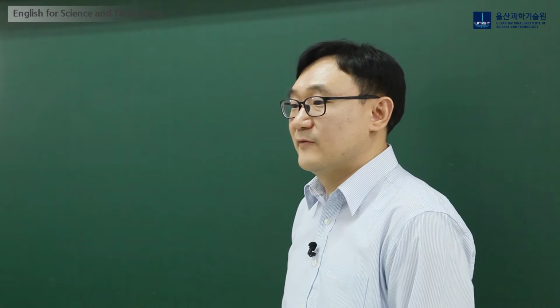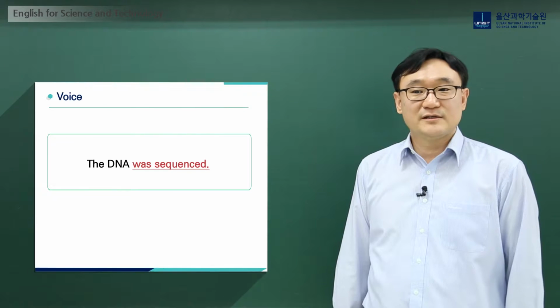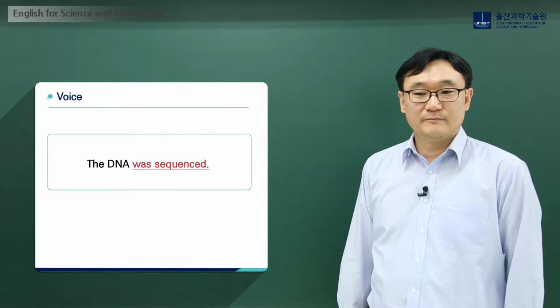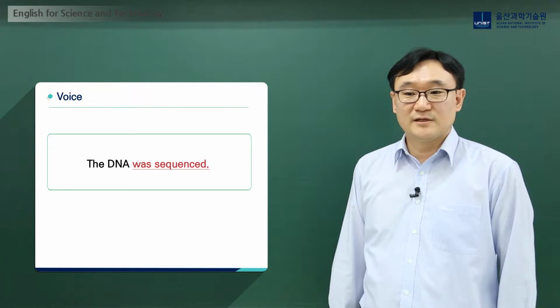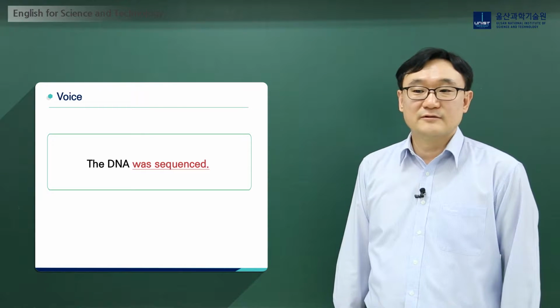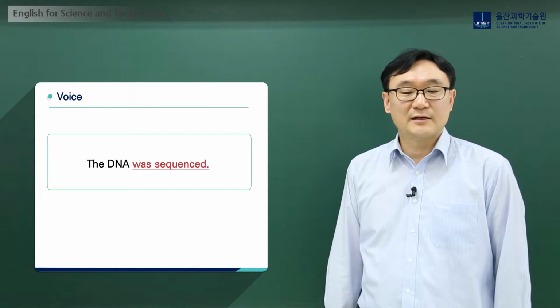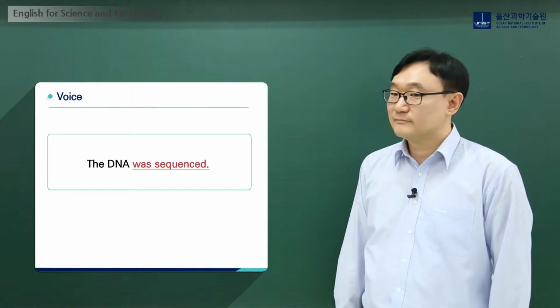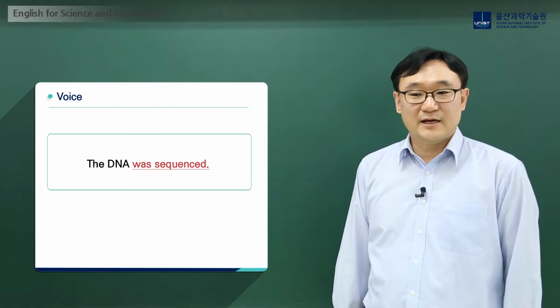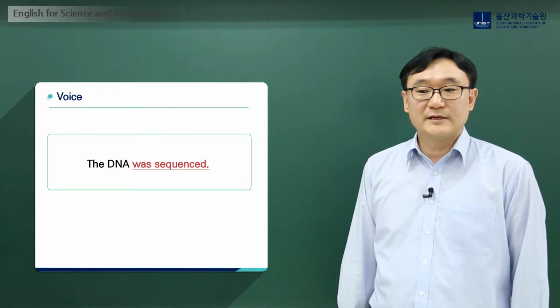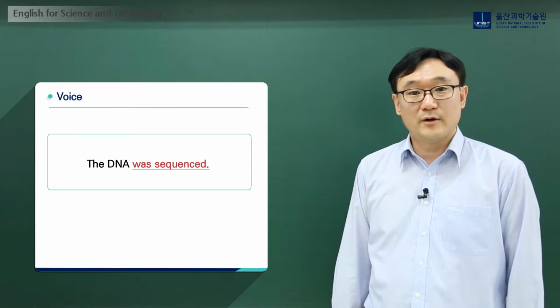This is a passive voice sentence. The action receiver is the DNA. To emphasize the receiver of the action, you can use the passive voice, just like this example. And in this case, who performed the sequencing is not important or ignorable.